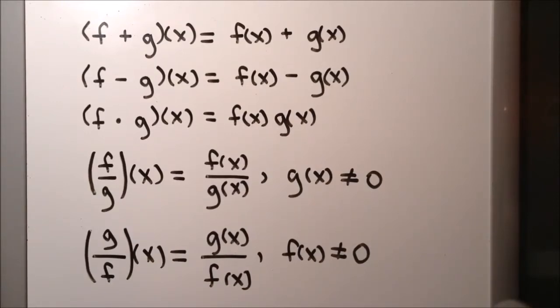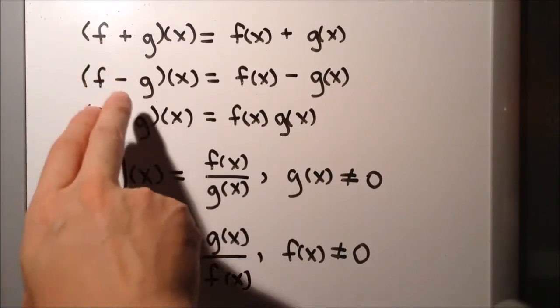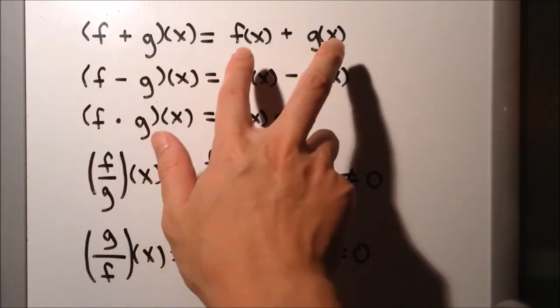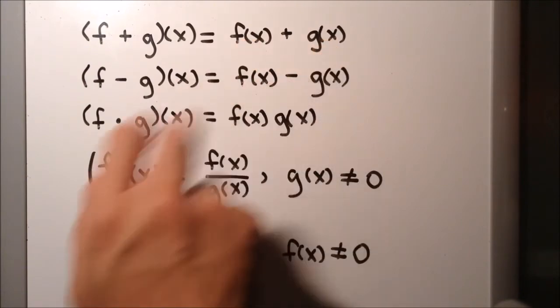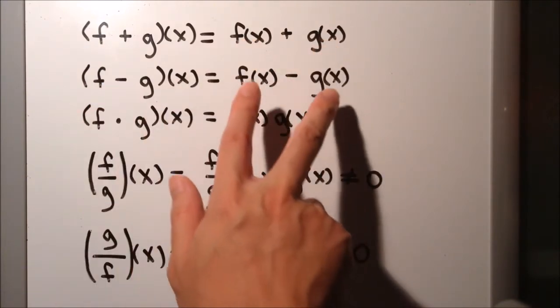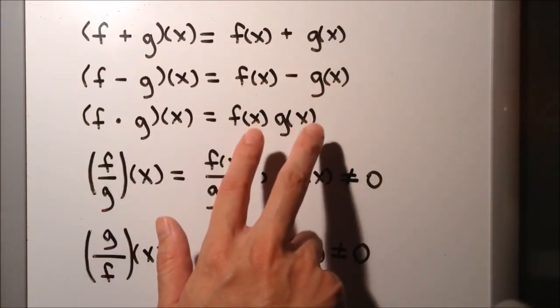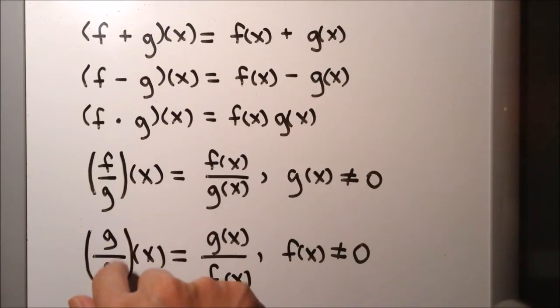In this section, we're going to go over operations of functions. When it says operation, it's talking about the standard for addition, subtraction, multiplication, and division. So when it says operation of function, it just basically means that with addition, you're just adding two functions together. Subtraction, you're just subtracting two functions. Multiplication, you're going to multiply the two functions. And then division, you're just going to divide the functions.